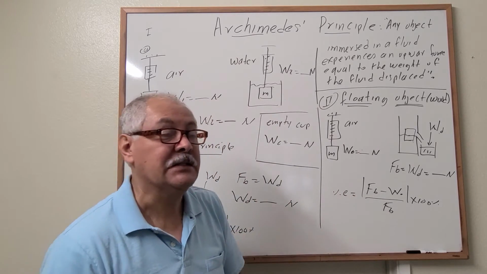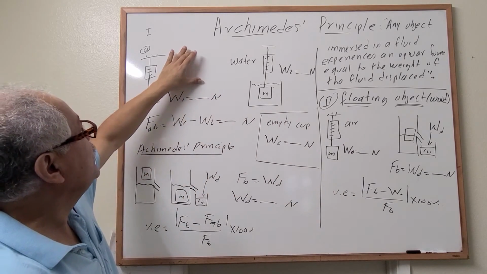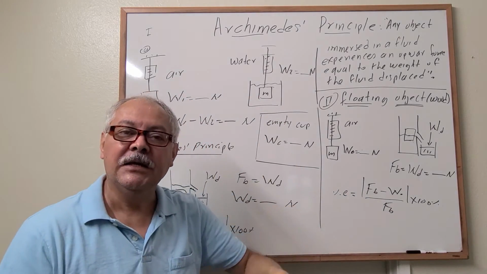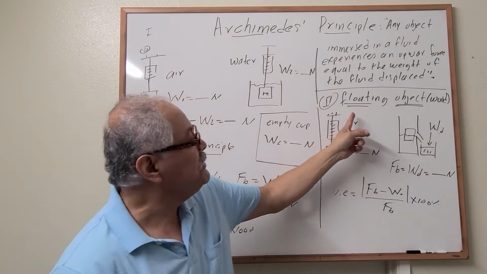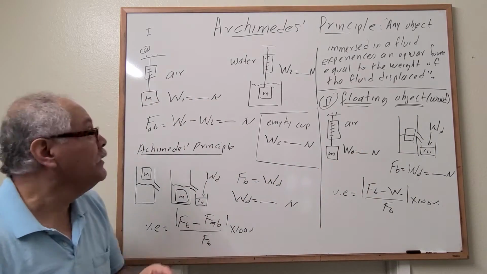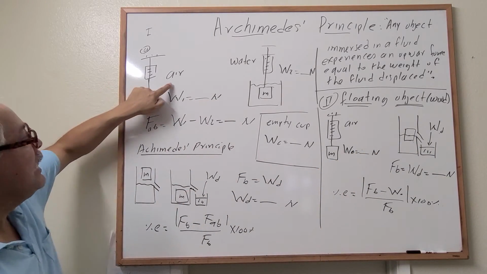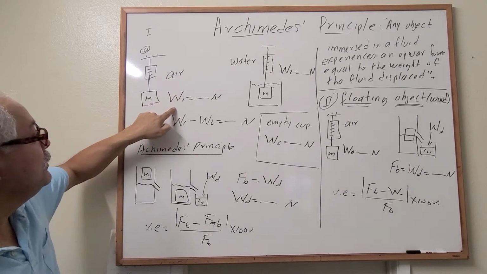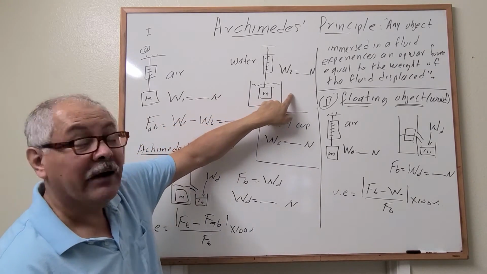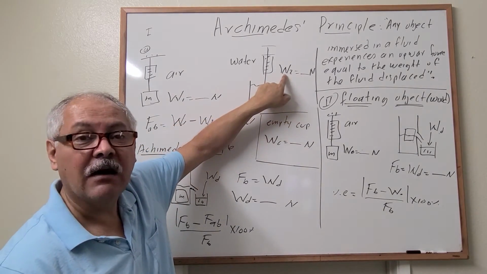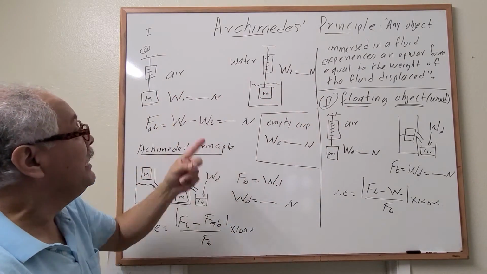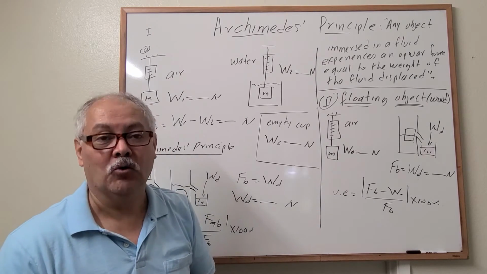We have two cases. Dealing with two objects completely immersed in the fluid, and dealing with a floating object, wood. Okay, let's go to part one. In this case, we have the object, finding the weight in air. Let's call this weight W1, in newtons. Now let's do the same thing, finding the weight in water. Let's call this W2, in newtons. The difference between these two weights is the buoyant force.